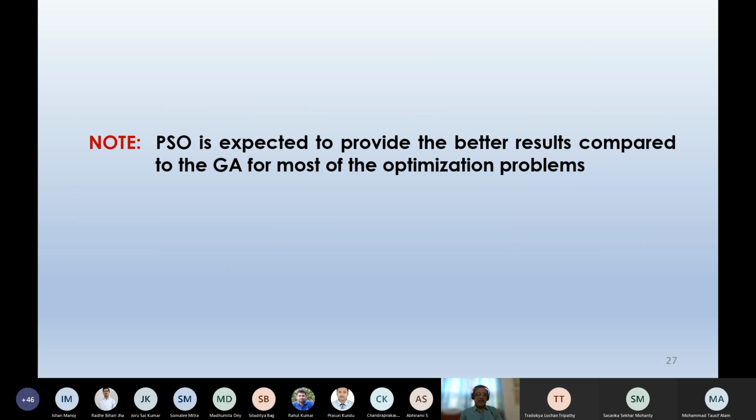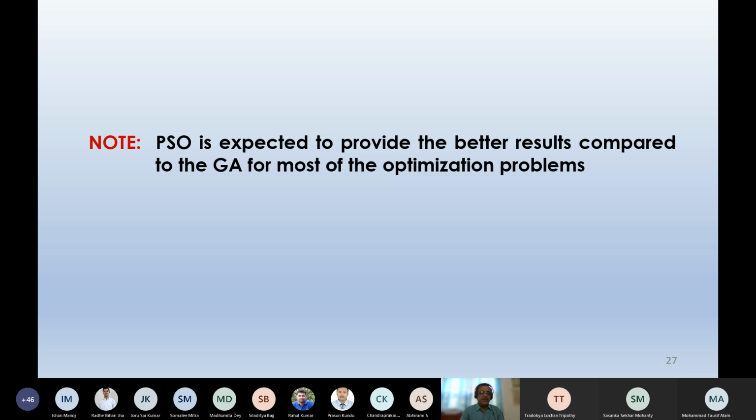Now, PSO is expected to provide better results compared to the GA for most of the optimization problems. That we have checked. We have solved many such optimization problems. And particularly for a complex objective function, we have seen for most of the problems, the PSO is found to be better compared to that of genetic algorithm.